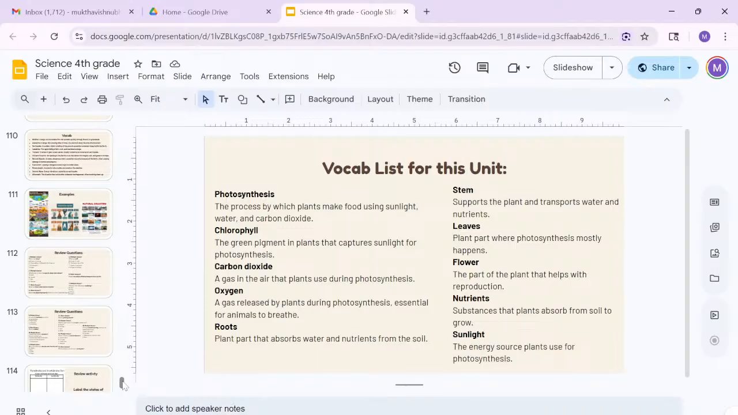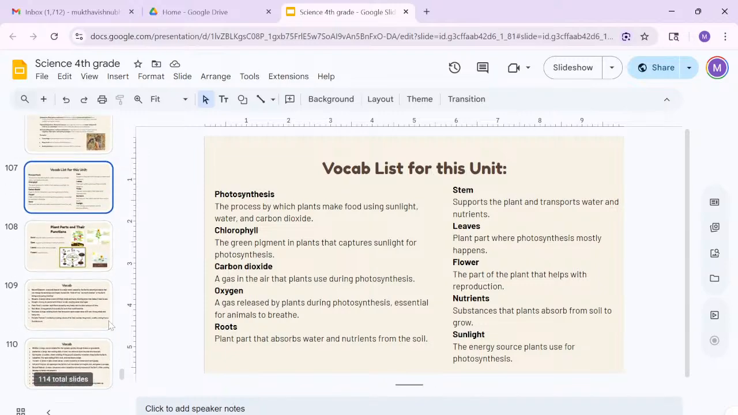And then some parts of the plant: roots, stem, leaves, flower are all part of the plant. So stem supports the plant and transports water and nutrients. Leaves are the plant part where photosynthesis mostly happens. Flowers, the part of the plant that helps with reproduction. Nutrients, substances that the plants absorb from soil to grow. Sunlight, the energy source plants use for photosynthesis. These should all be familiar terms.